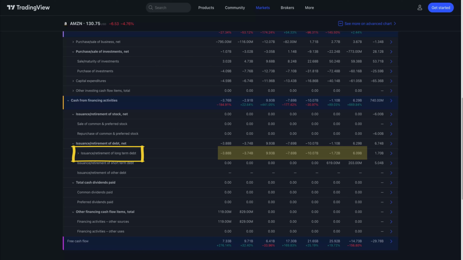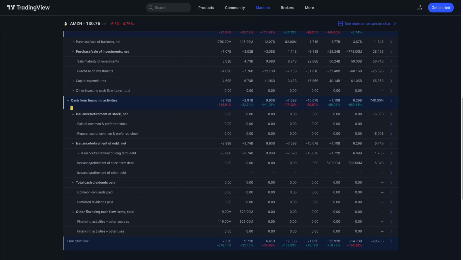If the number is positive, it means that the company is adding more debt, which as you can see happened in 2021 for Amazon. If you click further, you can see how much debt Amazon added for the year of 2021 and how much the company spent towards reducing its debts.